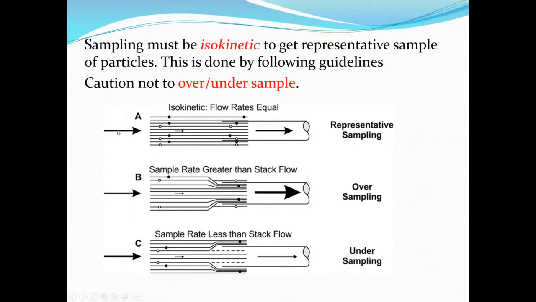So here we have a perfect scenario, A, isokinetic, meaning that the flow rates are equal, the particles are distributed equally throughout the cross-sectional area, and we get a nice representative sample. Here, we have a neck down type situation where the concentration increases because we've effectively decreased the volume. Same amount of particles in a smaller space means that we're increasing the concentration, or oversampling. And then going the other way, not as common, but I guess it could happen, we are undersampling, meaning we have a greater concentration here than we actually have over here because our stack size is decreased. So these are specific, again, to stack sampling.